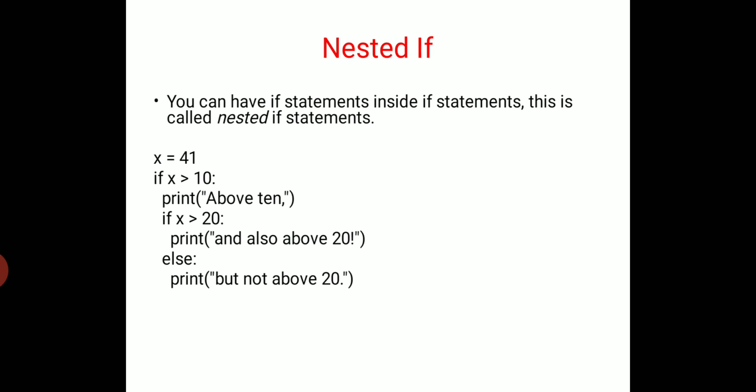So what is the condition? We can use different conditions inside if. The first if is x greater than 10, then inside that, another if is used, and we have an else statement. So what is our answer? Our answer is above 10 and also above 20. So what is the status of x? It's above 10 and it's above 20.